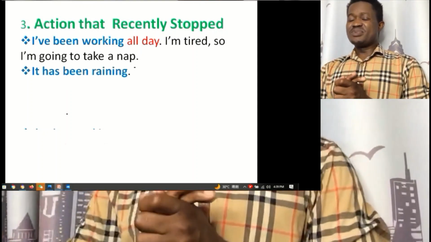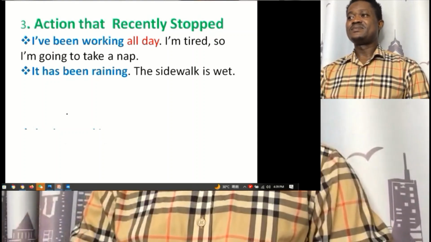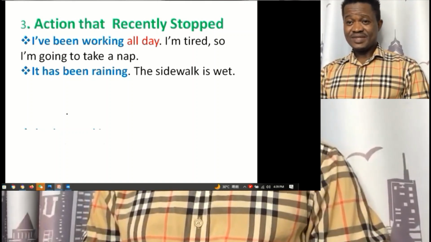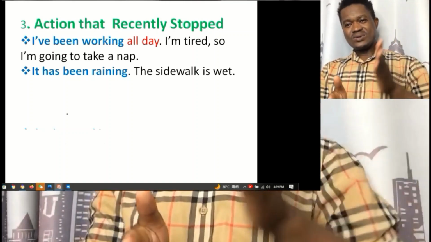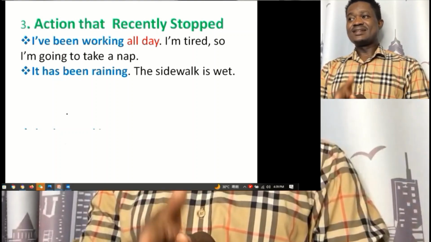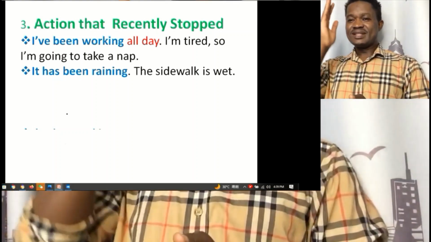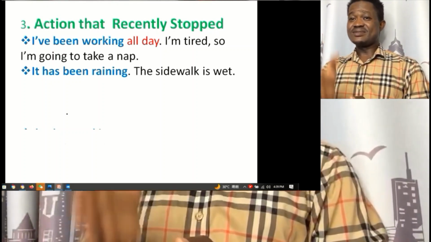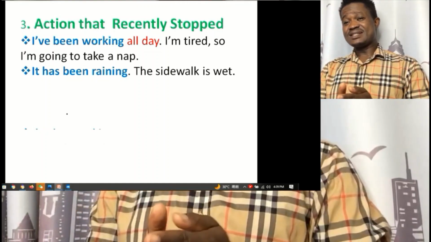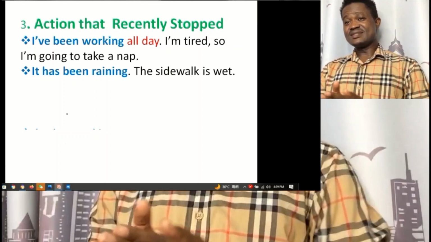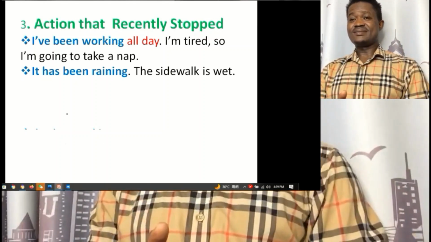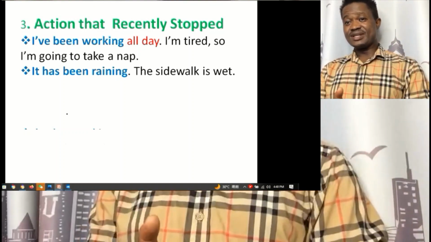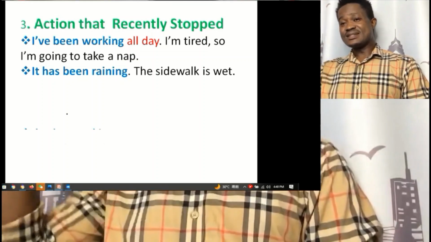Okay. It has been raining. The sidewalk is wet. So it has been raining all day. What is the result? The sidewalk is wet. So this is a recent action that just stopped now. The action started in the past: it has been raining. It has been raining all day. Because of the rain all day, the rain started in the past and it's still raining. So what happened? The sidewalk is wet.